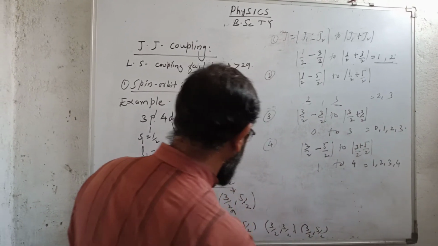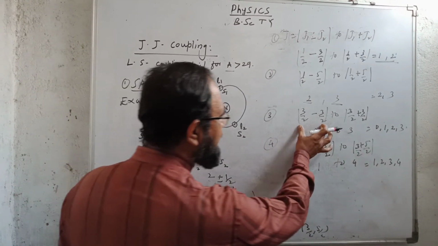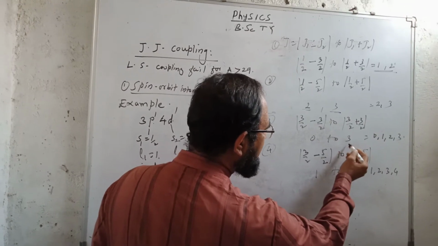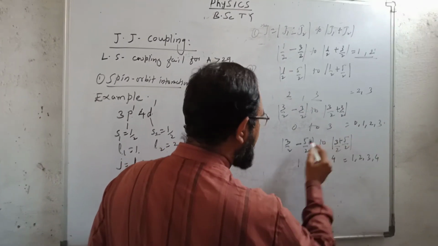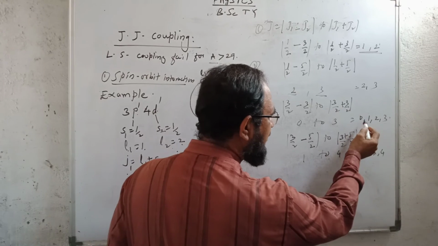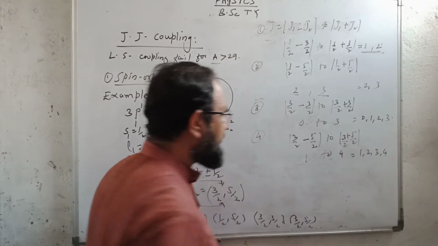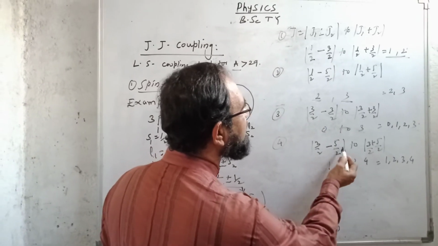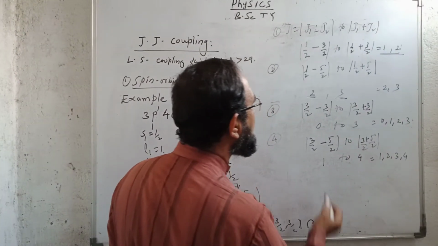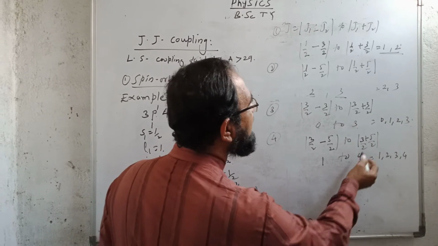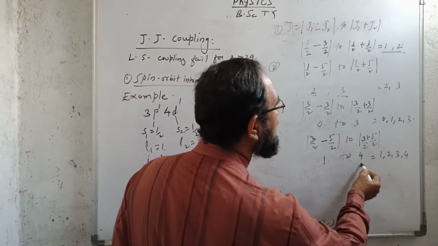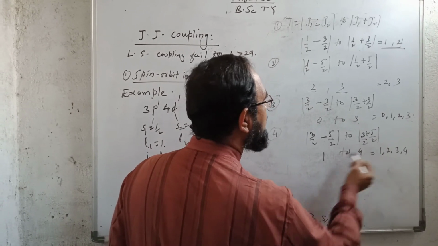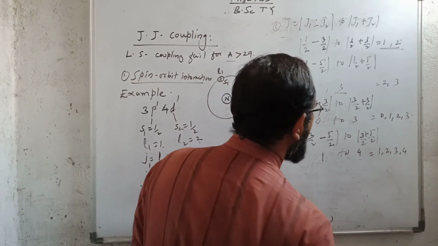Now if I take the third combination as 3/2 and 3/2, it will give you 0, and 3/2 plus 3/2 will give you 6 upon 2, that is 3. That is from 0 to 3, means I am having 4 lines, 0, 1, 2 and 3. Similarly, for the last combination 3/2 and 5/2, 3/2 minus 5/2 to 3/2 plus 5/2, it will give you 1, and here it will give you 8/2, means 4. So 1 to 4 means 1, 2, 3 and 4 lines.